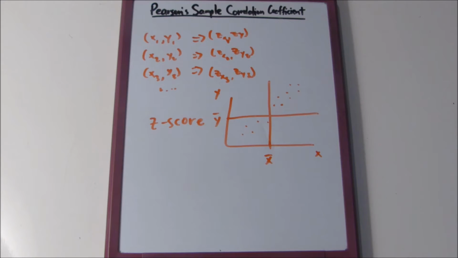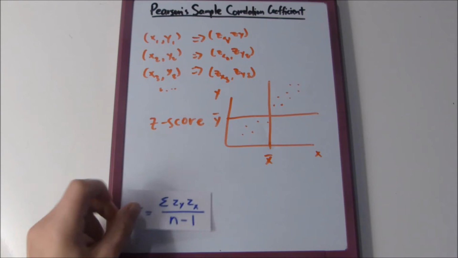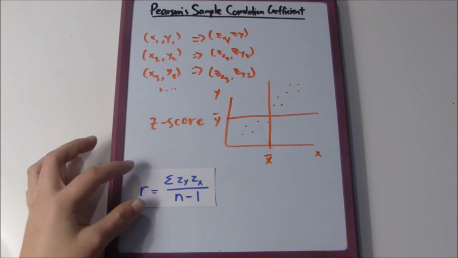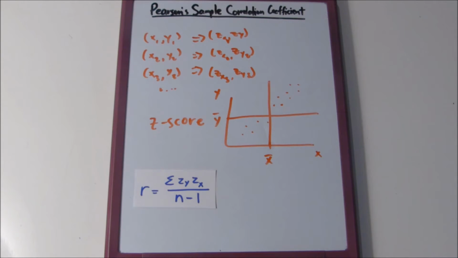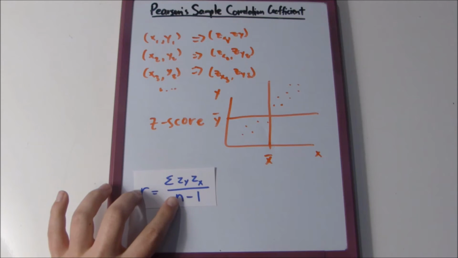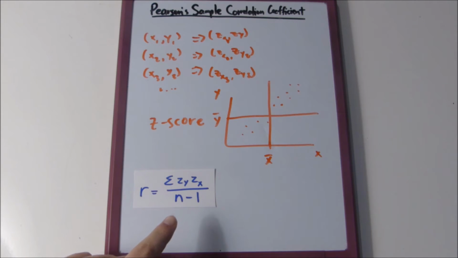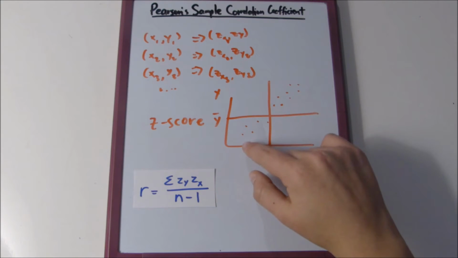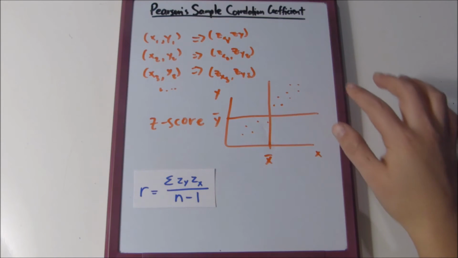And if we're trying to find the Pearson sample correlation coefficient, which is a measure of the strength of a linear relationship, that's all based on this equation, right? R, the correlation coefficient, is equal to the sum of the z-score of y times the z-score of the x value all over n minus 1. So you'll notice this sum here. What this means is you want to multiply the z-score of the y value times the z-score of the x value for every single one of these points, and then add them up, right?